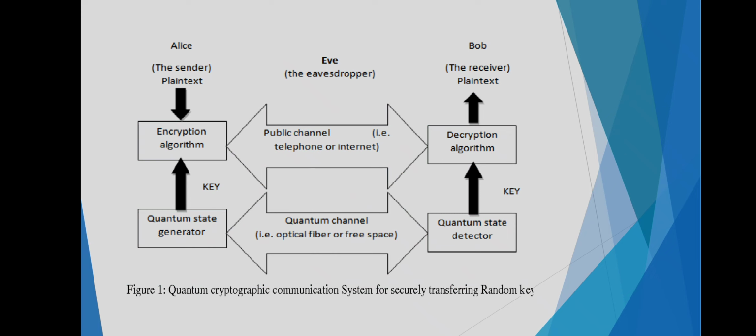Here Alice is the sender and Bob is the receiver, and in the middle of them there is an eavesdropper, a malicious eavesdropper, whose name is Eve. Alice sends a plain text and Bob is the receiver. There must be a public channel or quantum channel, either by telephone or internet the message is passed, or by optical fiber or free space. The plain text is encrypted using an encryption algorithm as mentioned in this figure, and it is decrypted using a decryption algorithm. I hope you all understand this figure.